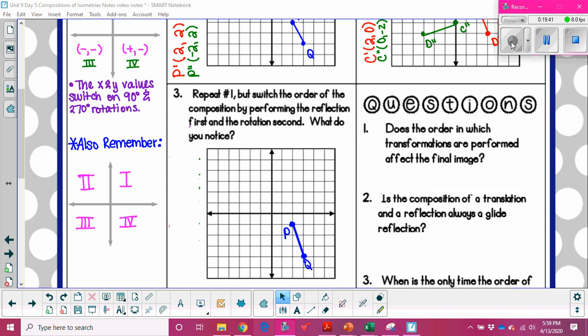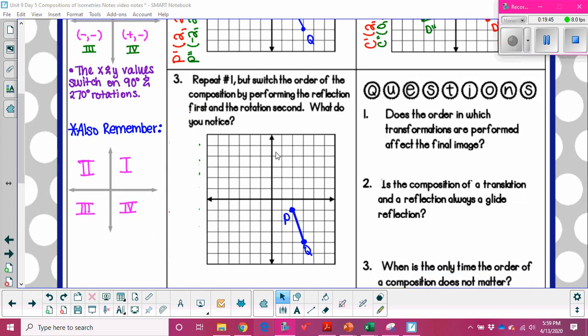The first thing you're going to do is reflect in the y-axis right here. We know that P is 2 away from the line of reflection, so we know that P prime will also be 2 away from the line of reflection. So P prime is going to be at -2, -2.